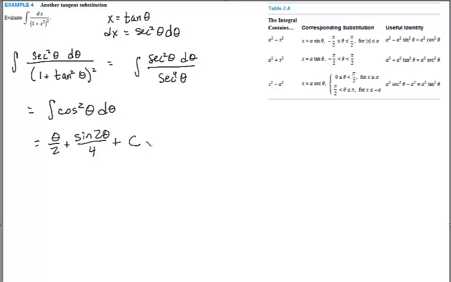Now I need to make my little triangle for my back substitution. So this is my theta. Tangent theta is opposite over adjacent. Using the Pythagorean, I end up with 1 plus x squared here. Alright, pretty good so far.